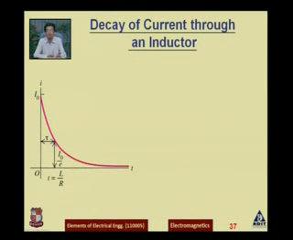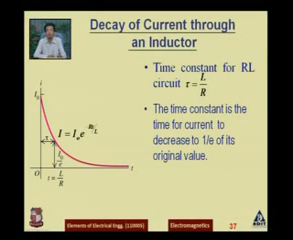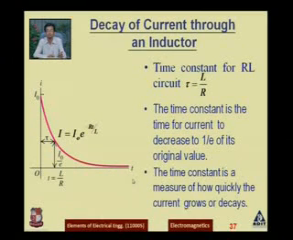Now let us see it graph wise. This one is the equation. The time constant for the RL circuit is tau, or we can also say lambda. Lambda is equal to L by R. The time constant is the time for current to decrease to 1 divided by e of its original value. The time constant is a measure of how quickly the current grows or decays.